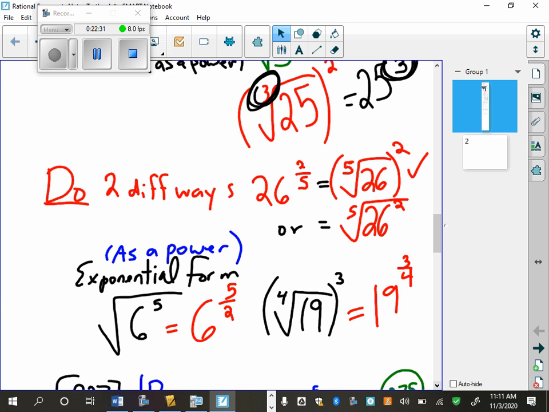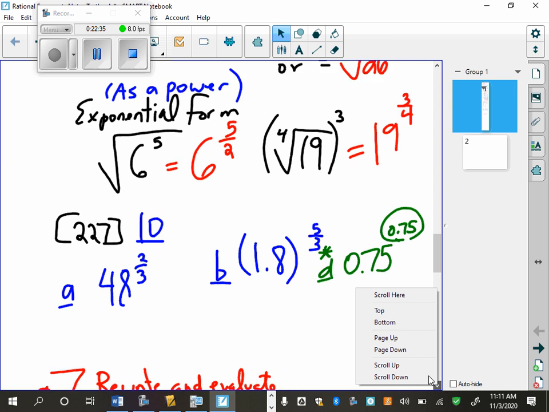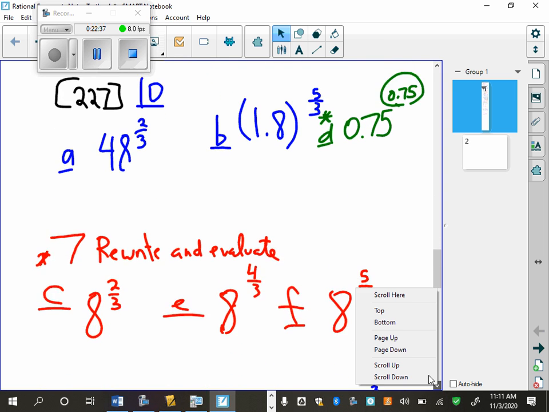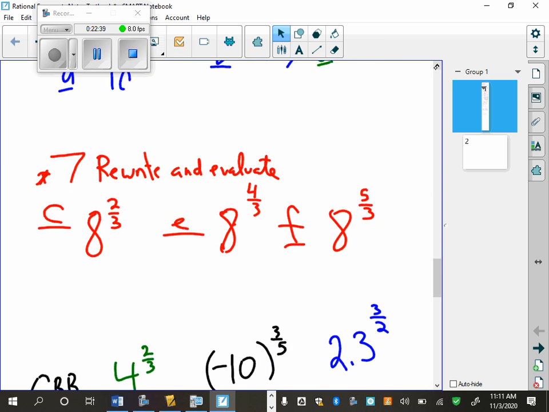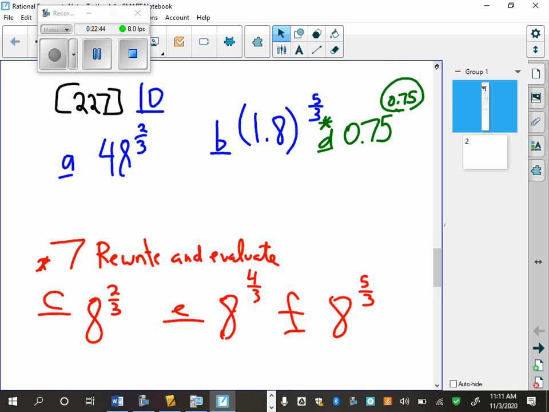Is this going to be a radicals quiz? The test is on Thursday. You betcha. This is on the test. This is part of rational exponents, which is part of the radical unit. Yep.